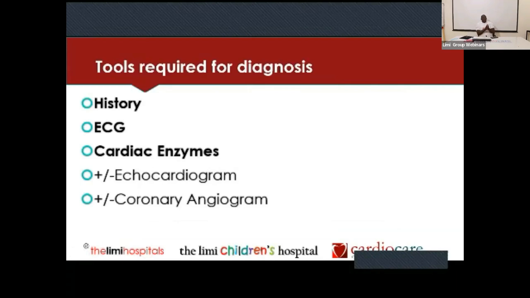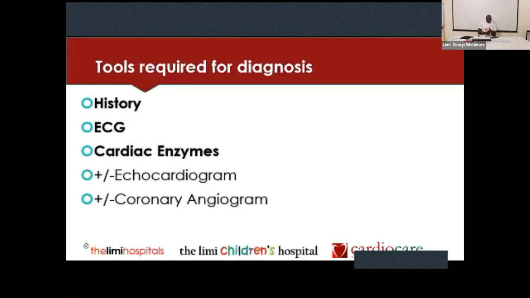And so now we have made the definition, we stated the condition, both the WHO and the ESC, and we have looked at the epidemiology. Now, how do you diagnose myocardial infarction? The tools that are needed start from the history. You must be able to identify the symptoms, whether the typical symptoms or the atypical symptoms.